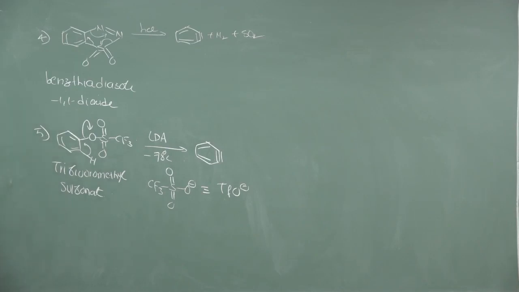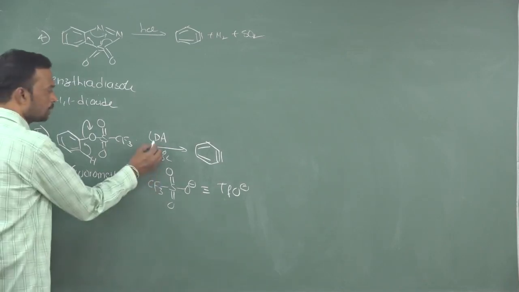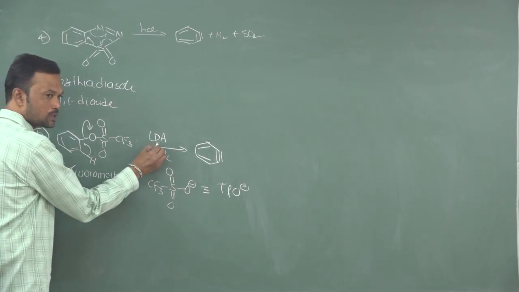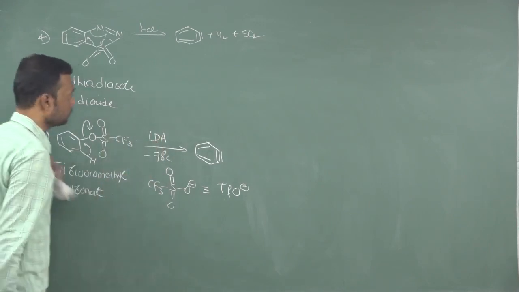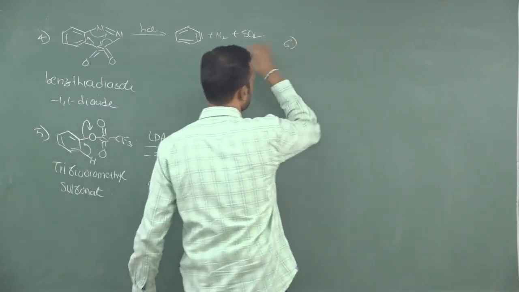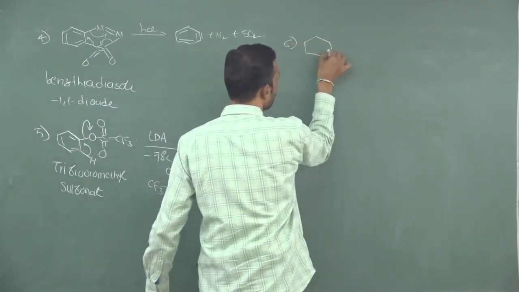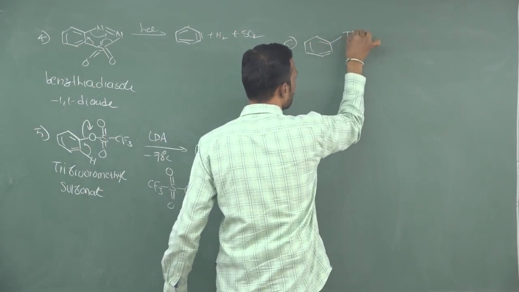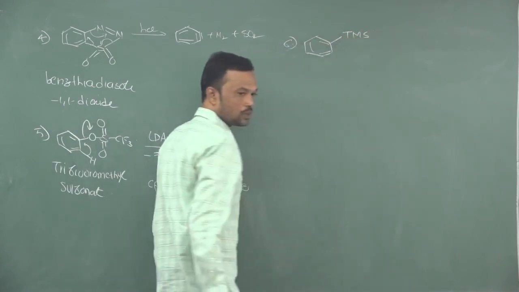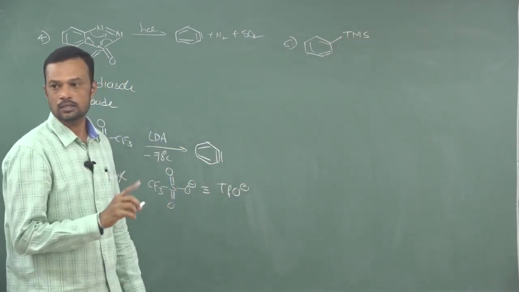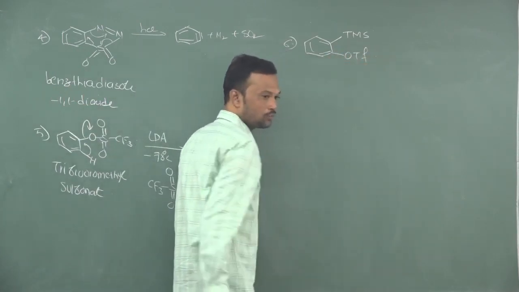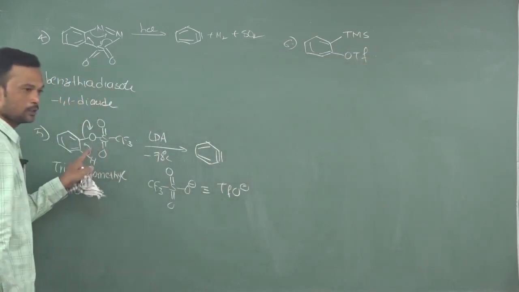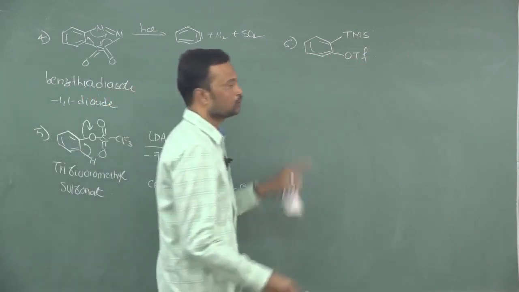What is LDA? Lithium diisopropylamide. It is a hindered base. It is only a base, not a nucleophile. Next, I am using one more molecule, trimethylsilane, TMS. What is TMS? Trimethylsilane. Here the trimethylsilane attaches adjacent to the triflate, Tf. This part is written here, OTf.